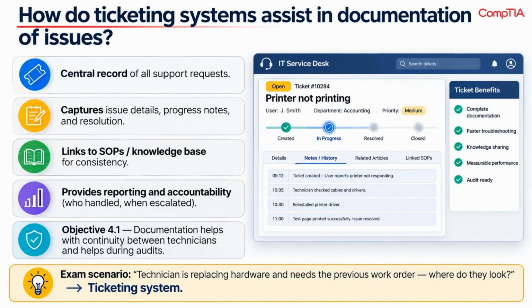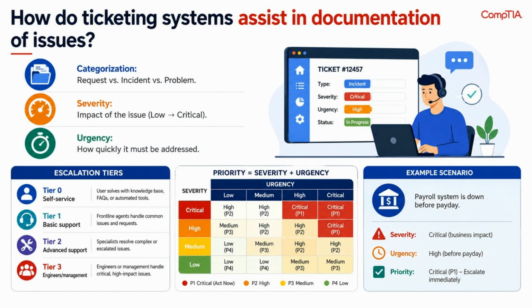Ticketing systems act as a central record for support. They capture issue details and resolutions, ensuring accountability and continuity between technicians. If you need a previous work order, the ticketing system is where you look. Tickets are managed by categorization, severity, and urgency. Severity plus urgency determines priority. Escalation tiers help move complex issues to the right personnel, such as tiers 1, 2, or 3 support.